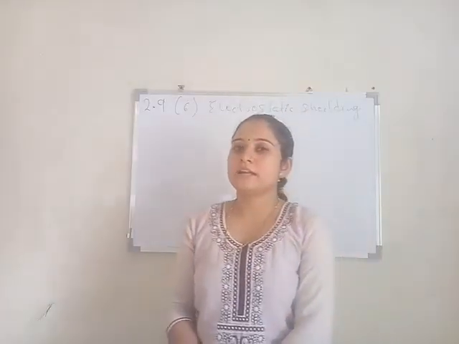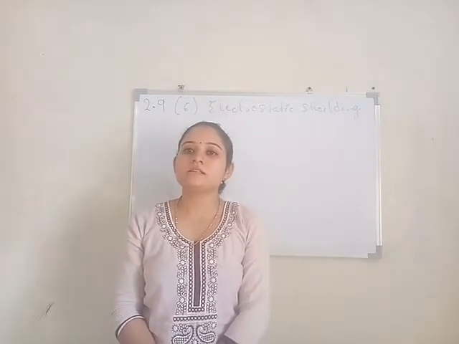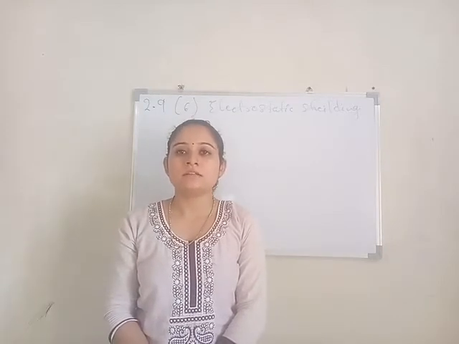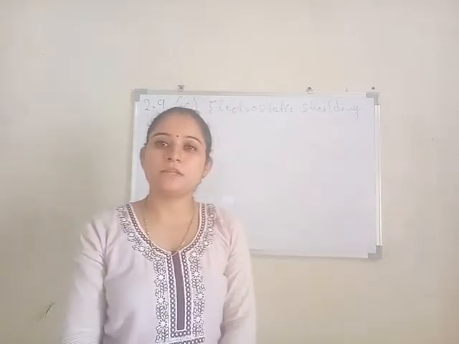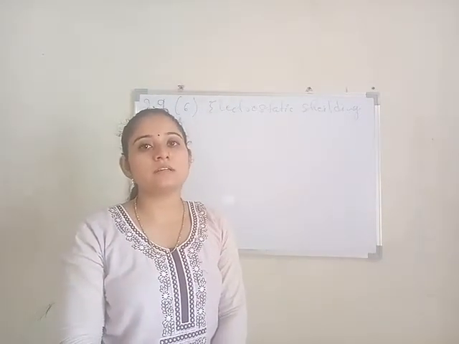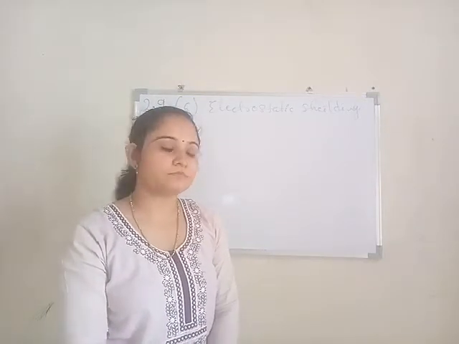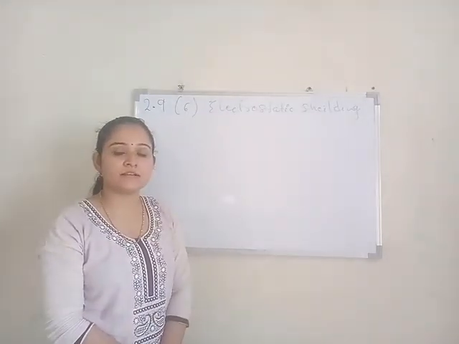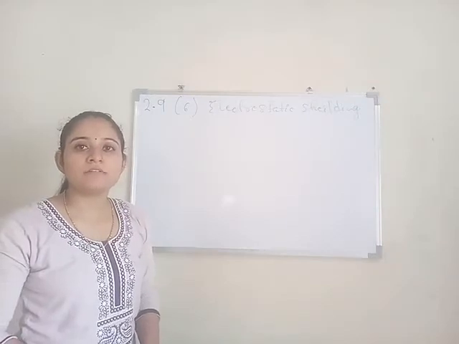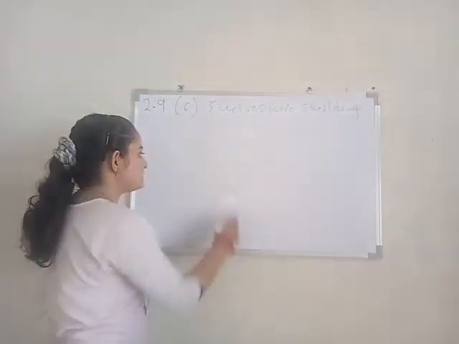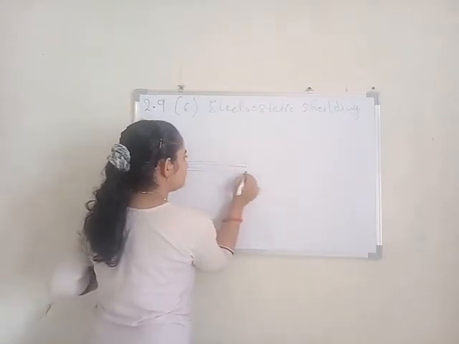Topic 2.9 and subtopic number 6, that is electrostatic shielding. We will understand what electrostatic shielding is. You all know this from chapter number 1, about the applications of Gauss law. We knew that inside the spherical shell the electric field was equal to 0. Here also the same case is there in electrostatic shielding. Consider a conductor having a cavity inside.